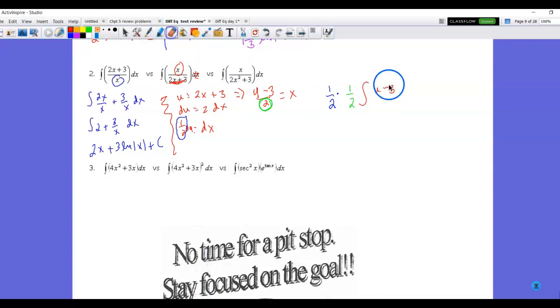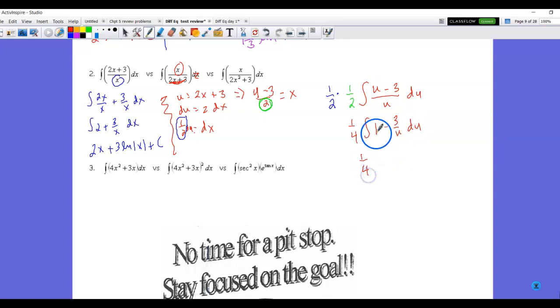Remember, let me erase that. Got a stray mark there. I already took the over 2 out front. So I have a u minus 3 in the numerator, and in the denominator I'm replacing 2x plus 3 with u, du. So that's 1/4 of the integral. So we've turned it now into another take apart. So u over u is 1, and 3 over u stays 3 over u.